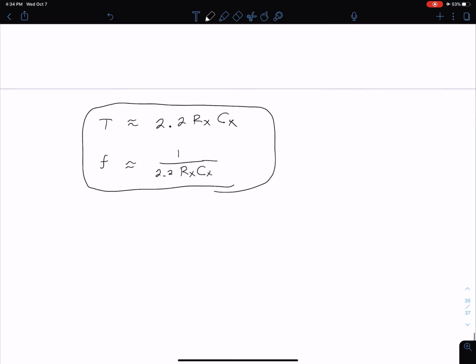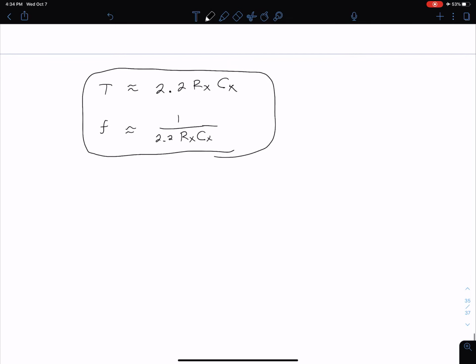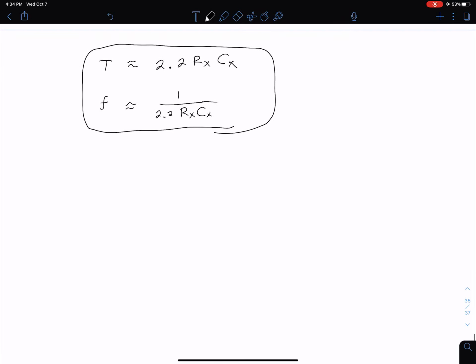So that there. So a couple things to note about the general behavior of our Schmitt trigger oscillator based on these equations. One thing we note is that if we use a potentiometer for our Rx value, we can easily change the frequency of our oscillator. So potentiometer for Rx yields easily adjusted frequency.